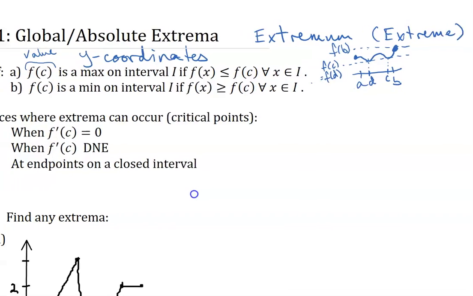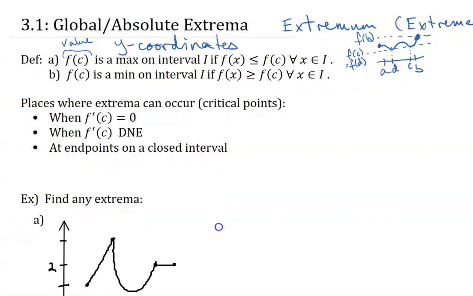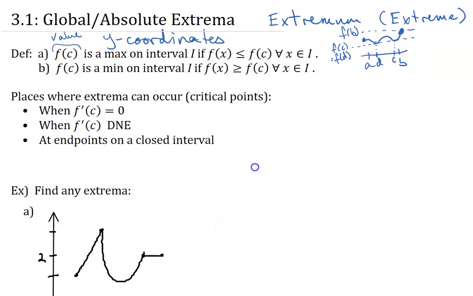All right, so when we think about extrema, we need to think about the possible places where extrema can occur. And there are three that we need to consider for absolute extrema. The first, and these are called critical points, okay? We will need to list critical points as we do these types of problems. So the first is whenever f prime of c equals 0, then x equals c is a critical point.